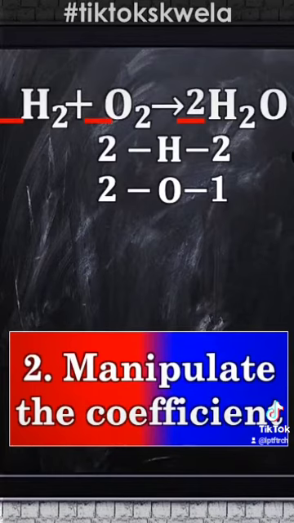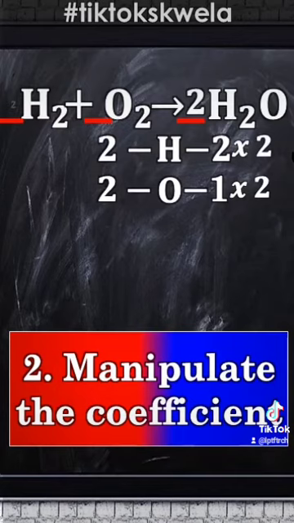We can place 2 in front of water. Now, there's 2 oxygen atoms on both sides. This time, 2 hydrogen atoms are multiplied by 2, thus equal to 4. We can place 2 in front of hydrogen gas to make it equal to 4. Now, 4 hydrogen atoms are present in both sides of the equation.